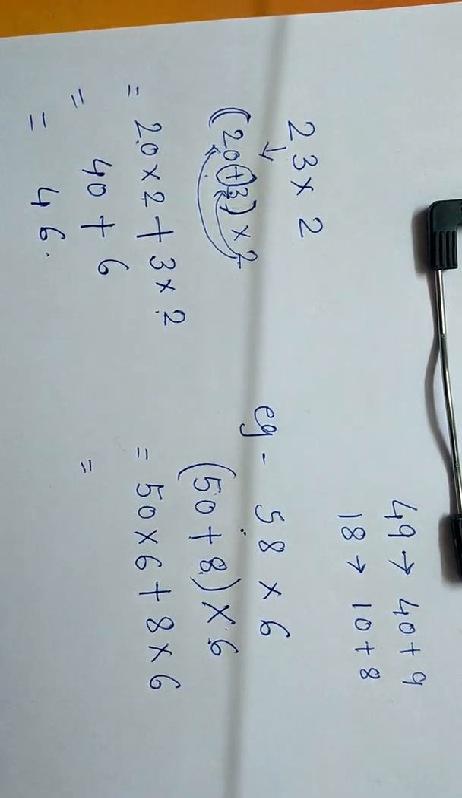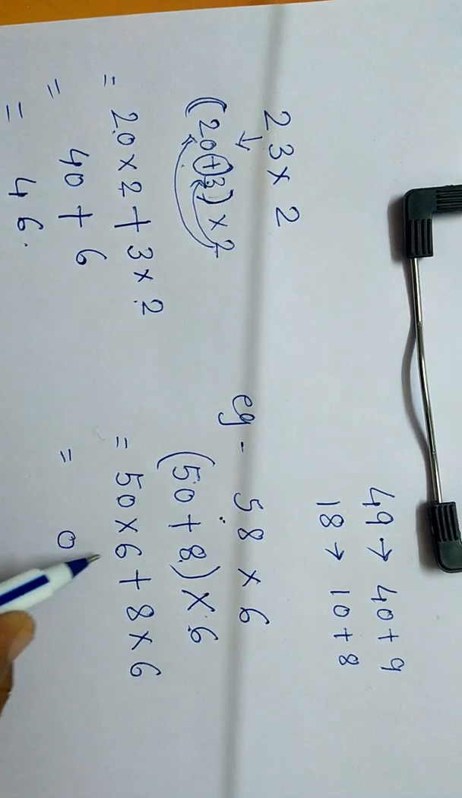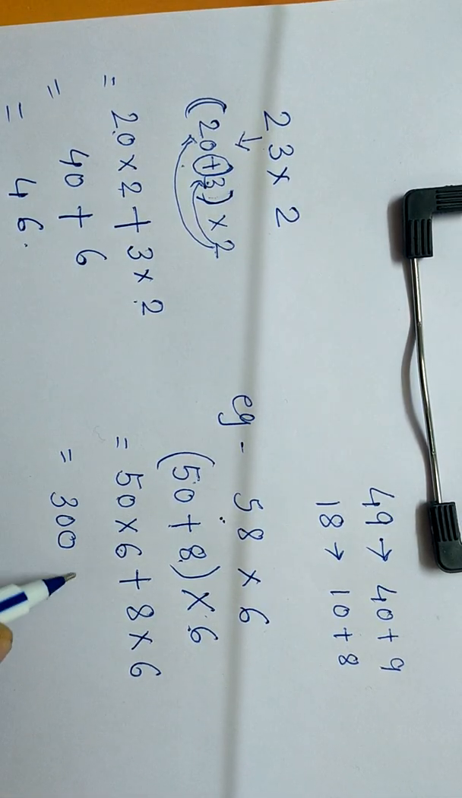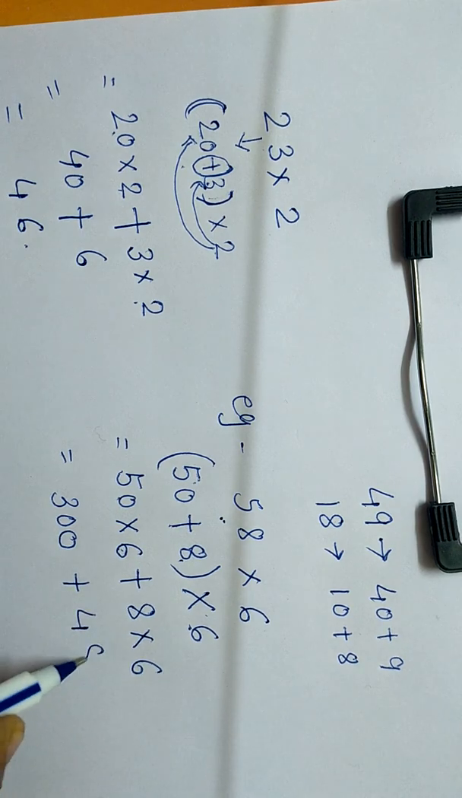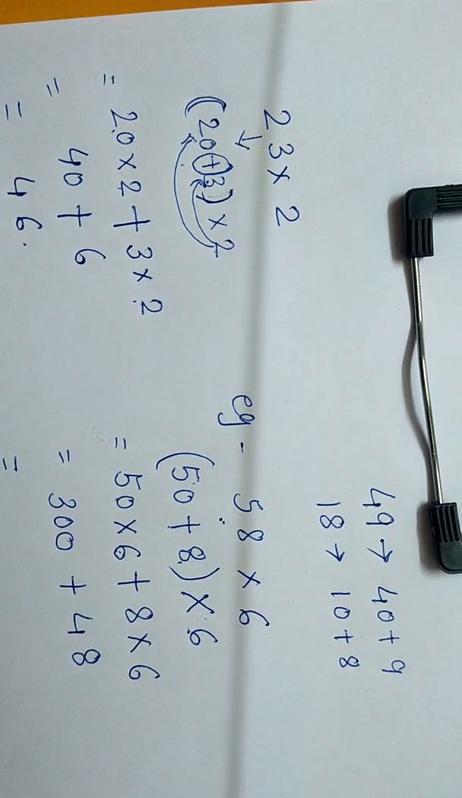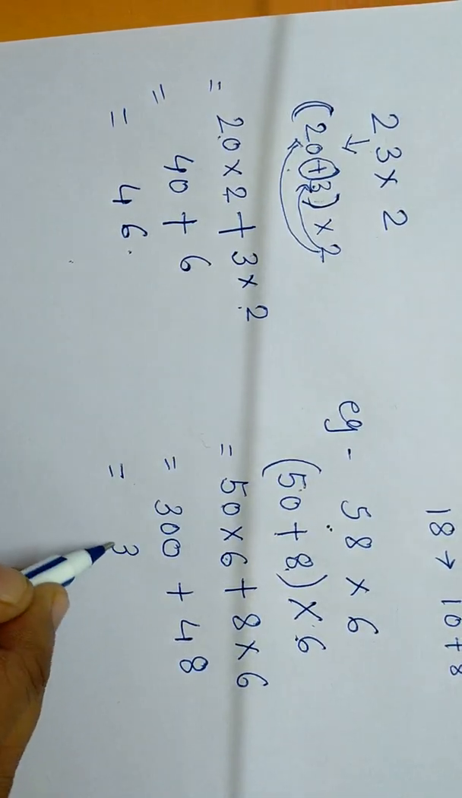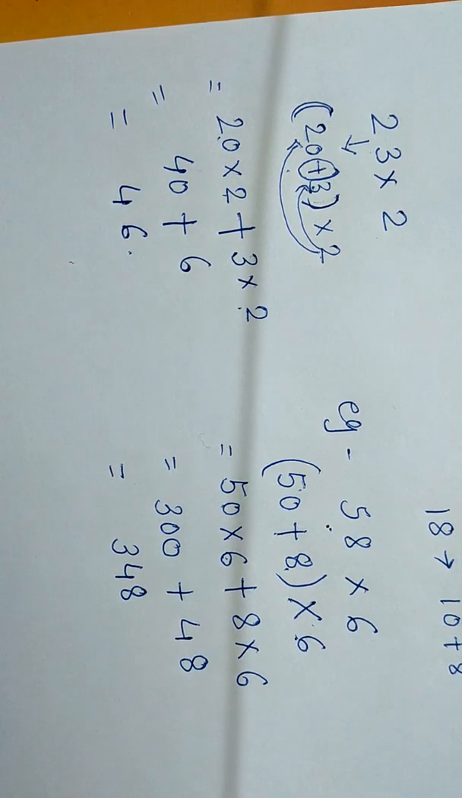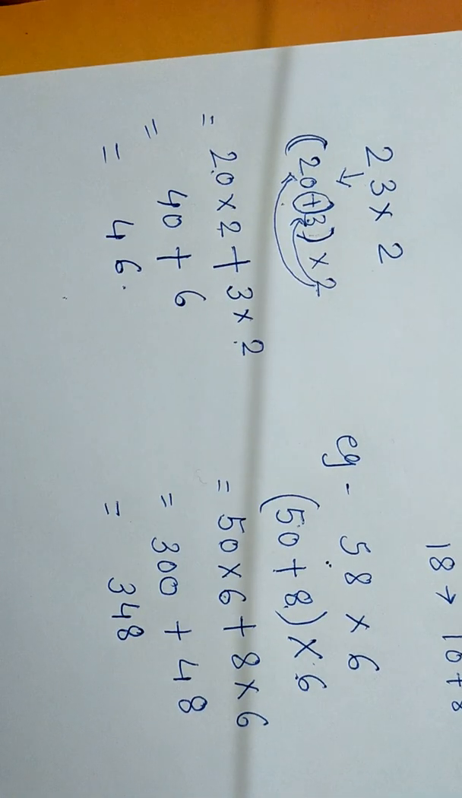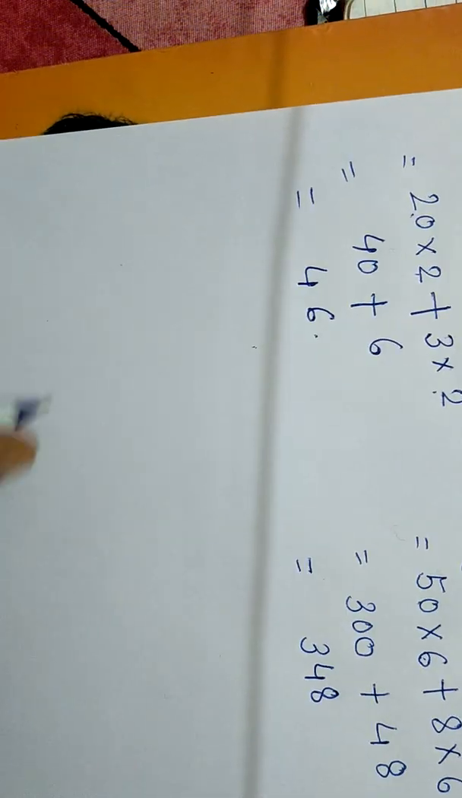So 5 6s are 30, 0 is 0, and 8 6s are 48. So when we add, 300 plus 48, you will get the answer as 348. Let's take one more example.